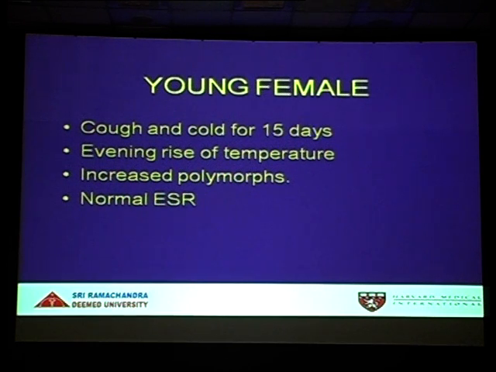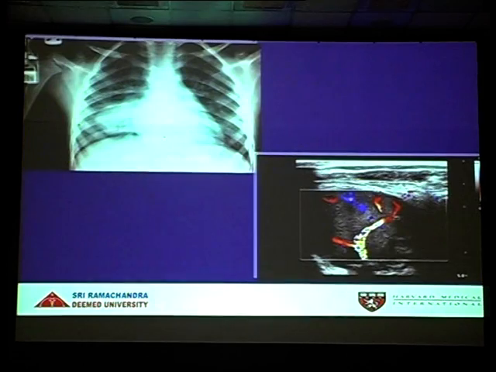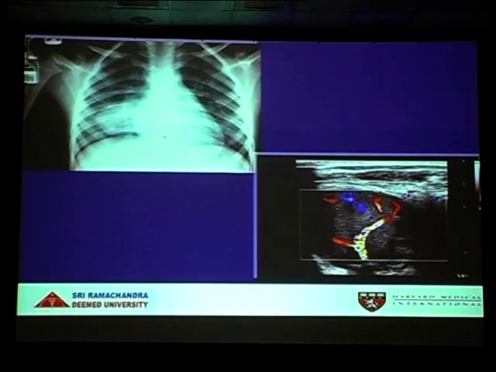Another case, young female, cough, cold for 15 days, evening rise of temperature, increased polymorphs, but normal ESR. What do you think? What investigation do you want to do first? Imaging investigation? Yes? Chest X-ray. See, when you look at the chest X-ray, see what you see here. There is a rounded opacity with air bronchogram. For curiosity, I did an ultrasound. Ultrasound has picked up a vessel within it and solid echo is seen. What do you think?